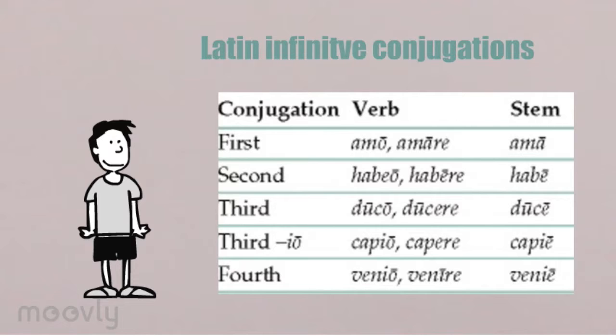But then how can I tell apart the third and third IO endings? You need to look at the first principal part in the dictionary. The first principal part of the third conjugation ends in O, while that of the third IO conjugation ends in IO. Additionally, some dictionaries don't have macrons, so you have to check the first principal part for an EO ending. If it has it, then the verb is from the second conjugation.